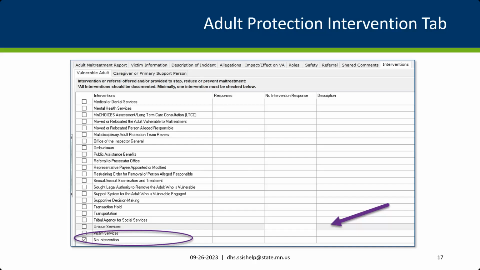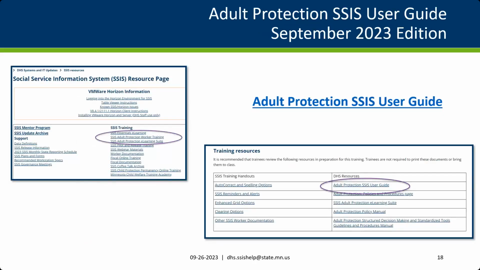Next slide. And lastly, I wanted to let you know that the September 2023 version of the Adult Protection SSIS User Guide is now posted online. You can find the user guide from the SSIS resource page. When you click on the SSIS Adult Protection Worker Trainer link, then from the training resources section, you will find the Adult Protection SSIS User Guide.